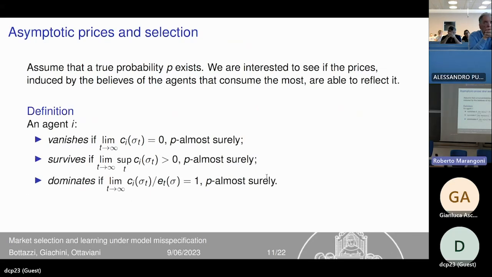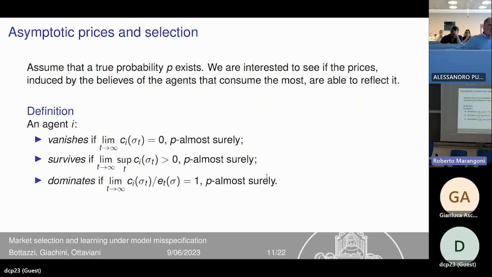Which means that in order to understand if the market is able or not to select the best agent, we have to look at which agent is going to consume the most in the long run. Now, in order to give meaning to this exercise, we need to introduce a new variable, which is the true process, what we said before. Imagine that the agent is able to learn the truth. Let's assume that the true process exists.